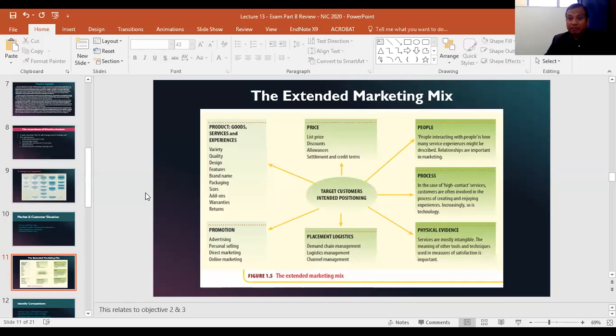Extended marketing mix. I think now you are much more familiar with all the 7 P's of marketing. So assume that product and services are always provided in terms of an offering. The relevance of the marketing mix in terms of the 7 P's is very, very important.